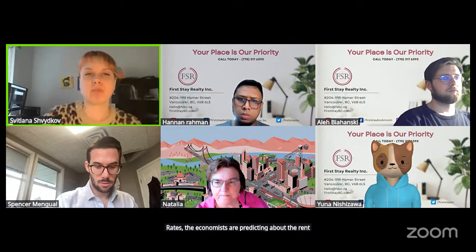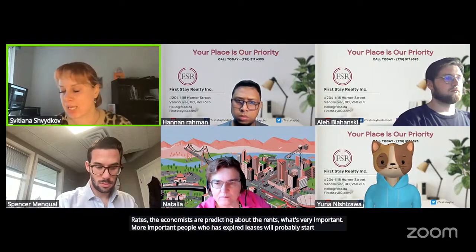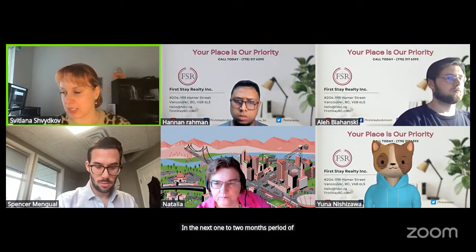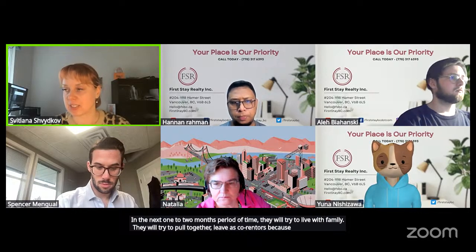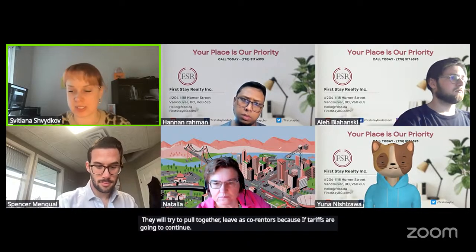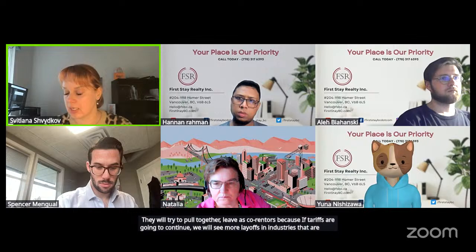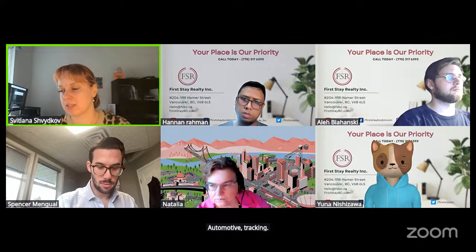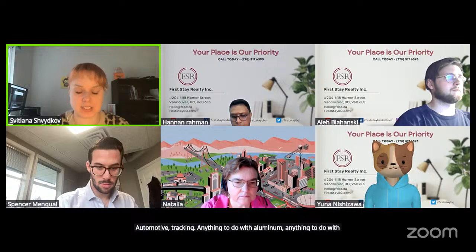What's more important about rents: people who have expired leases will probably start to move out in the next 1 to 2 months. They will try to live with family, or pool together and live as co-renters, because if tariffs continue, we will see more layoffs in industries connected to automotive, trucking, anything to do with aluminum, anything to do with cross-border deliveries, which are truckers.